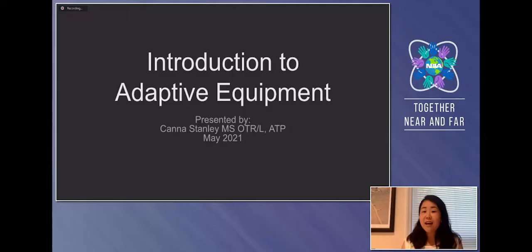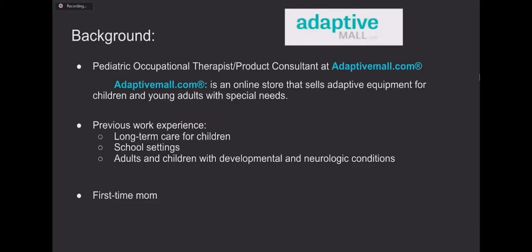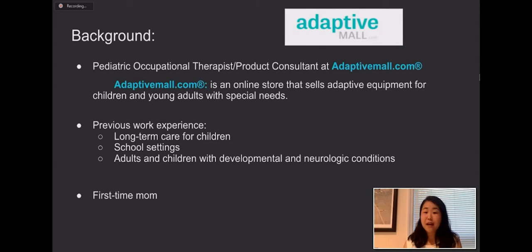Hello everyone, my name is Canna Stanley and I'll be doing a presentation on an introduction to adaptive equipment. I hope everyone is well and thank you so much for having me here today. A little background information about me. I'm a pediatric occupational therapist and product consultant for AdaptiveMall.com. AdaptiveMall.com is an online store that sells adaptive equipment for children and young adults with special needs. And I provide families with some sizing help and answer any questions they have about our products.